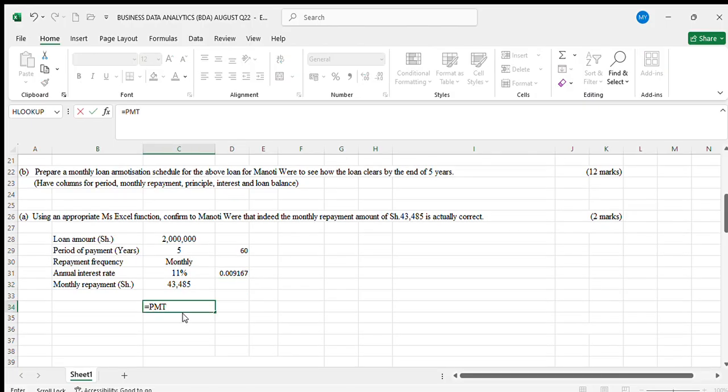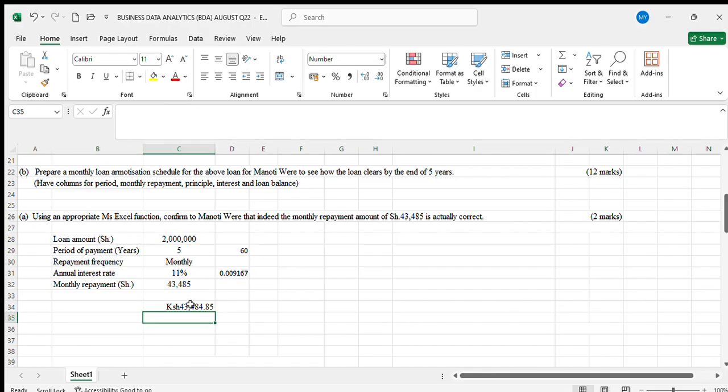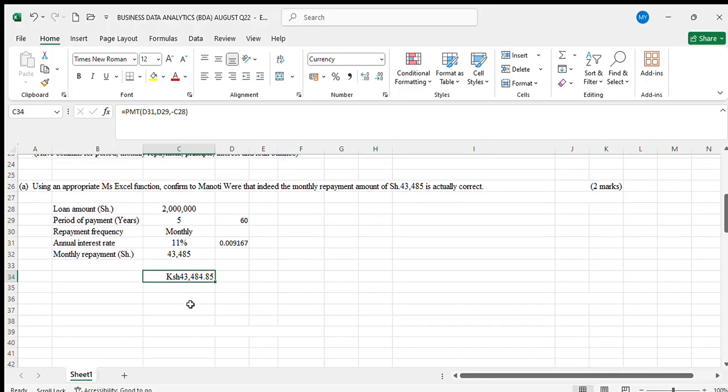PMT is a formula. It starts with the rate, that's the monthly, then comma, then the number of times it is going to pay, and then the present value, which is now the 2 million. And since this is a payment, it is going to give you a negative value, so we can add a negative there.